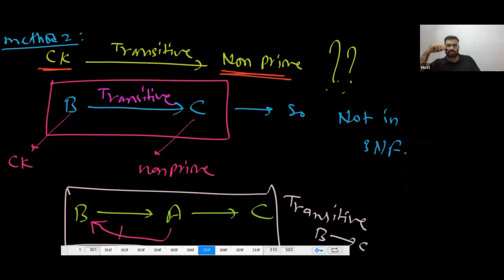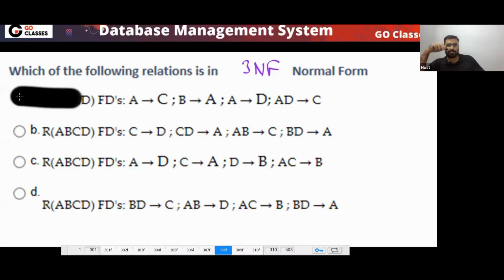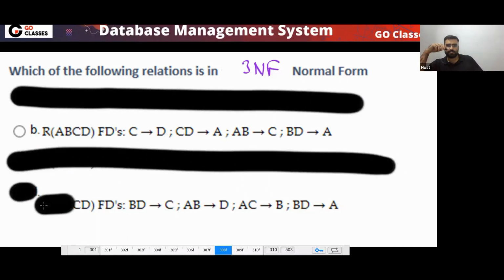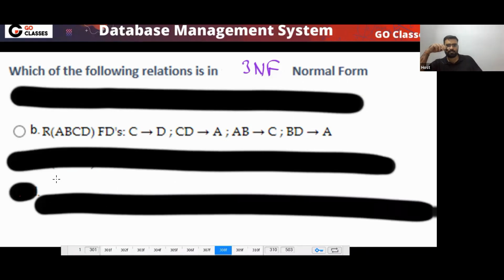Okay, let's see the next question. Tell me about option B. What about option B? What are the candidate keys for option B?